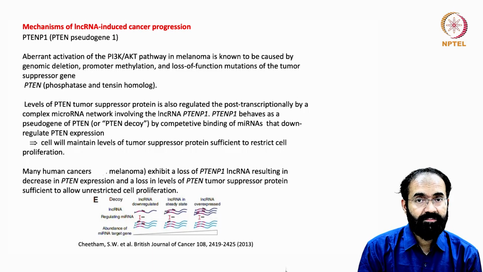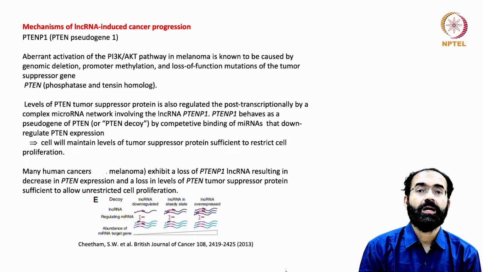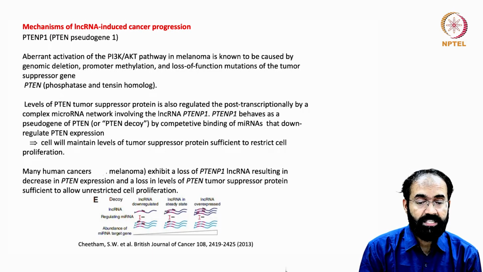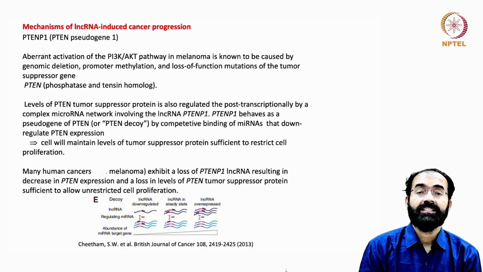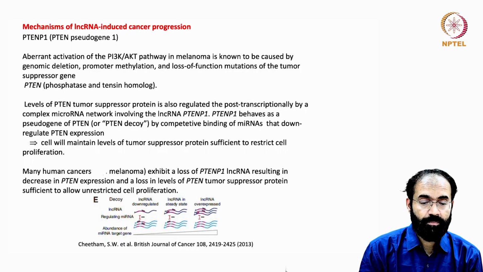So even in the absence of PTEN, cells are supposed to be proliferating because it is a negative regulator of the AKT pathway. So if PTEN is not functioning properly, then what will happen? The cell will proliferate. So if PTENP1 is present, what will it do? PTENP1 makes sure that it restricts the proliferation within limits, but it cannot restrict as much as PTEN is capable of doing.